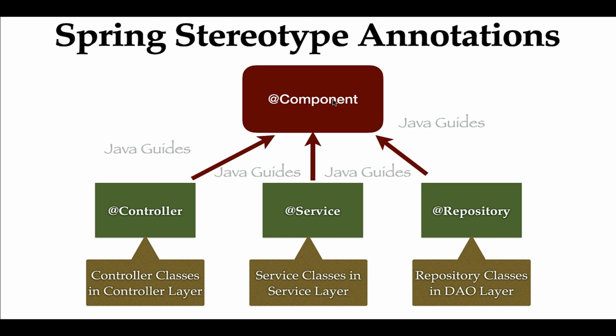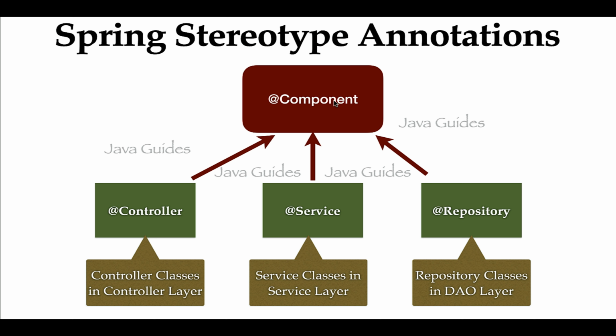Well, notice here the diagram. @Component annotation is a main stereotype annotation, and the other annotations are like @Controller, @Service, @Repository. So these stereotype annotations are derived from the @Component annotation. Derived meaning these @Controller, @Service, @Repository stereotype annotations are specializations of the @Component annotation.